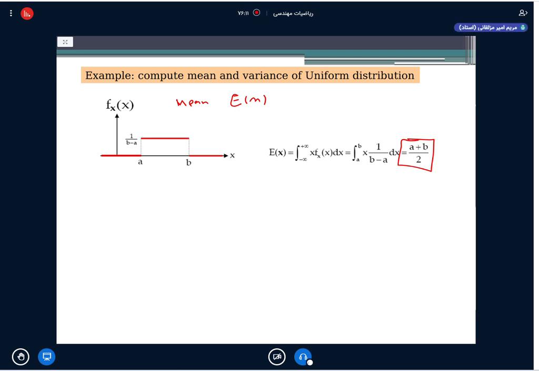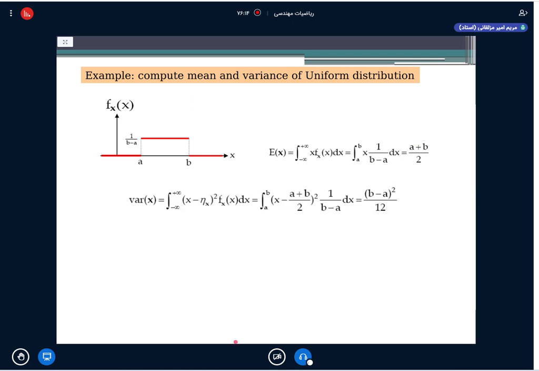Now we want to compute the variance of x. We know that the variance of x is equal to this expectation. So we should compute the expectation of this function of x. So we should multiply this value with the PDF of x. Why? Because we know that the expectation of any function of x is equal to this.